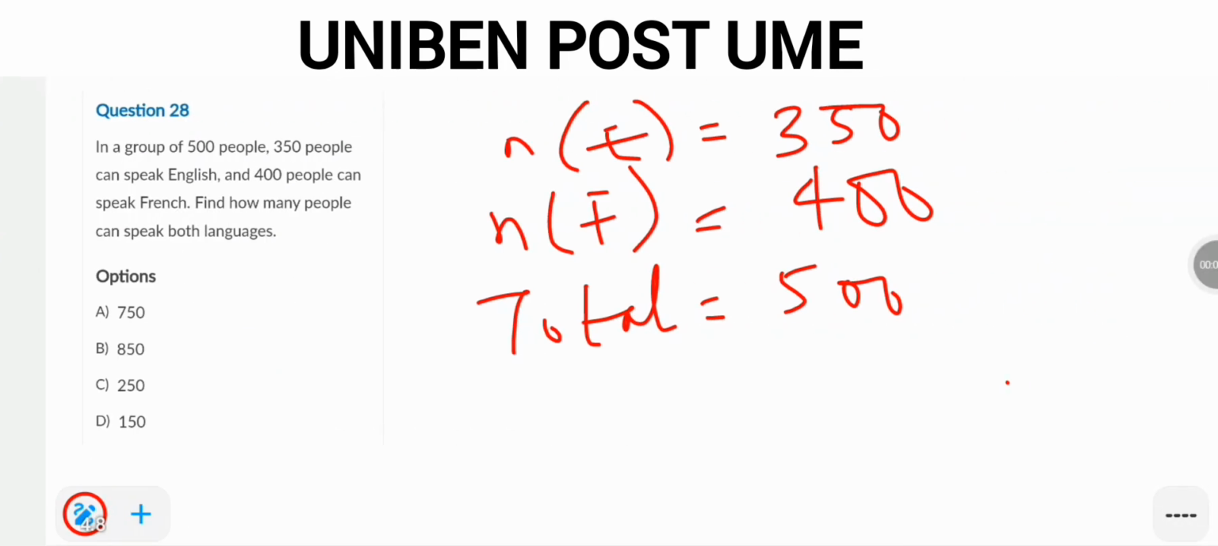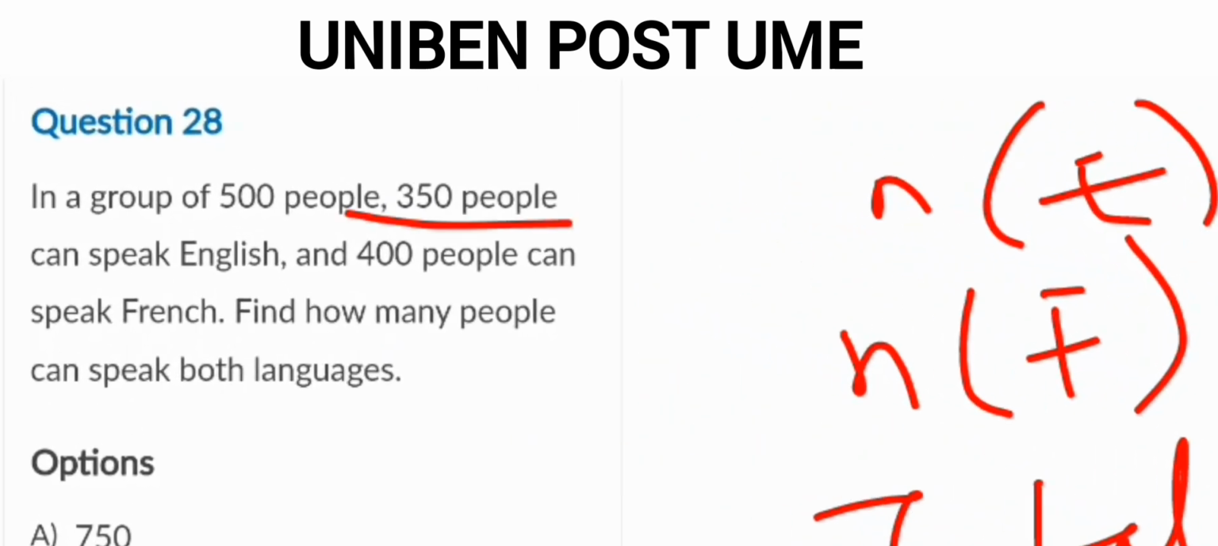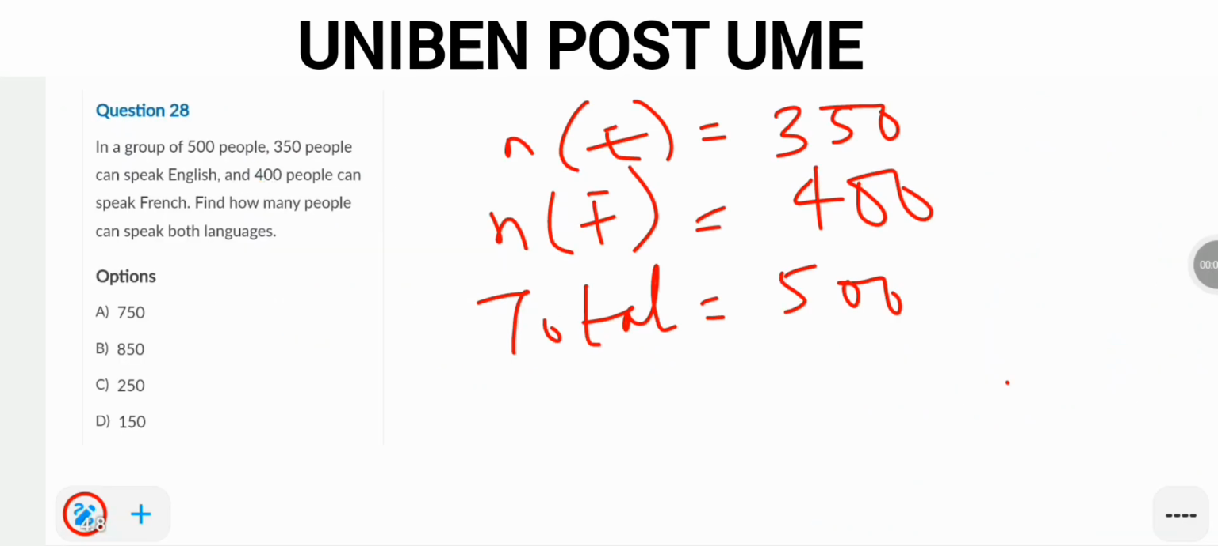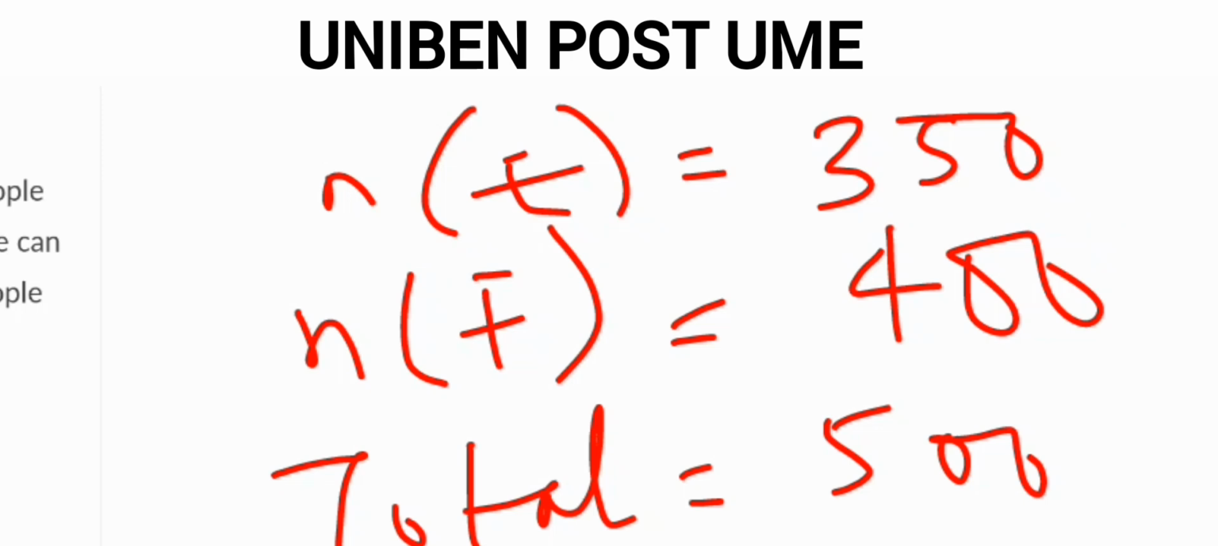Next question. We are told that in a group of 500 people, 350 speak English, 400 can speak French. Then you have to find out how many people can speak both languages. From the data, the number of people that can speak English is 350. This N(E) means the number of people in set E, where E stands for English. So we have 350 in that case. For French, which is F, we have 400. Then the total number of people in this question is 500.